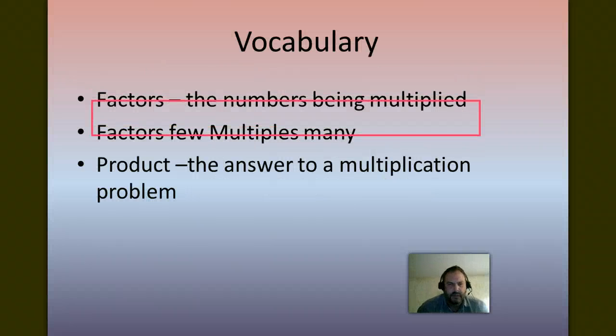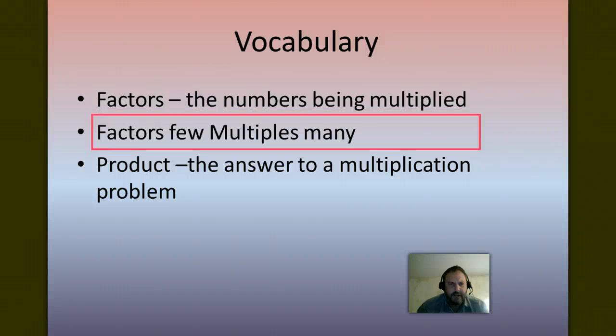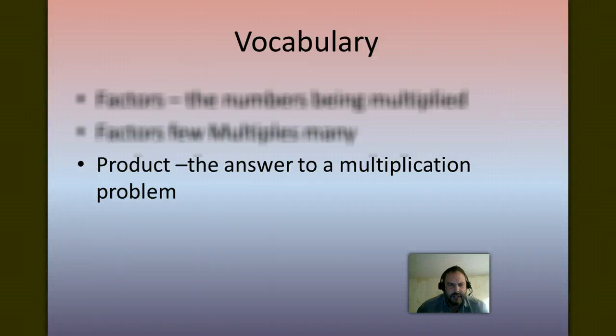Factors, you know, are the numbers that are being multiplied. Factors are few, multiples are many. And then let's do the product. The product is the answer to a multiplication problem.